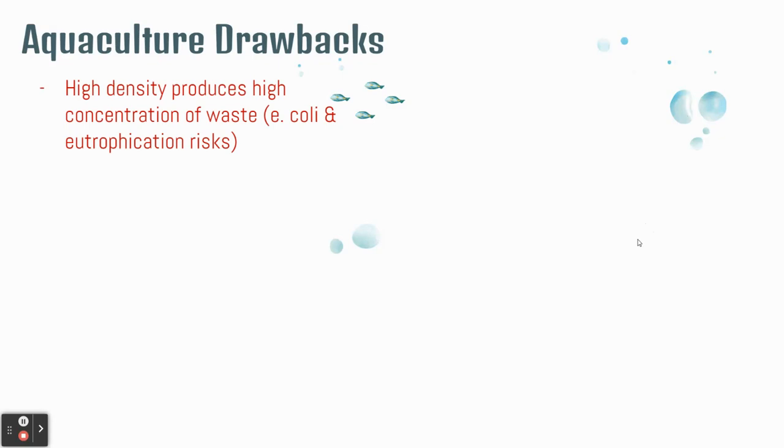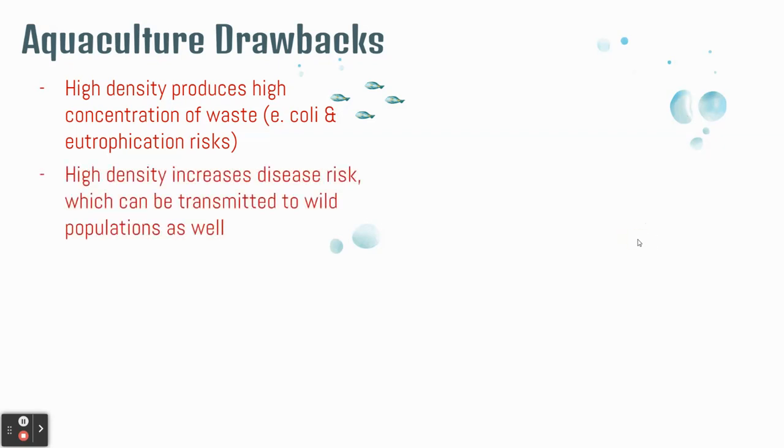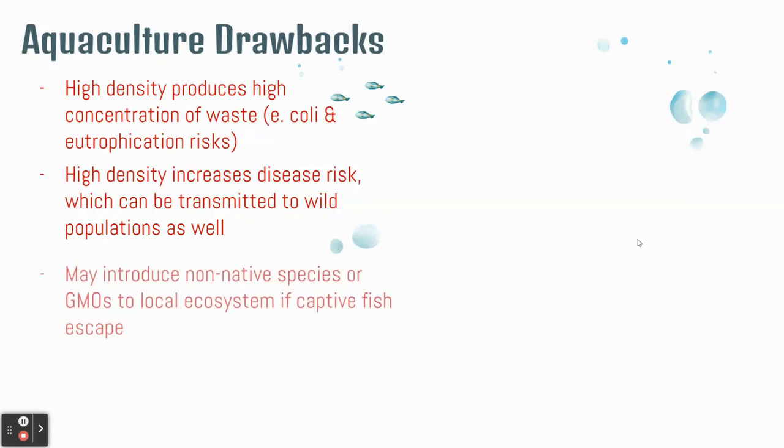Now, some drawbacks. We tend to see very high density populations growing here, so we end up with a very high concentration of waste. So that can contaminate the water source through E. coli or eutrophication risks because of all those nutrients in the waste. Because of that high density, it also increases disease risk, which, since they are essentially growing in native waters, can be spread to native populations as well.